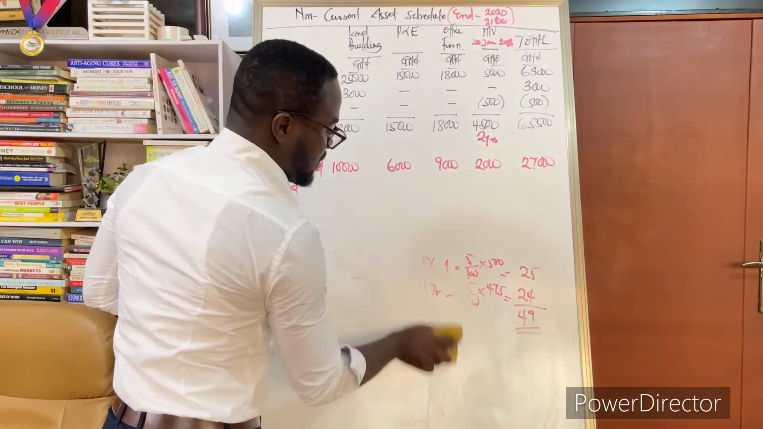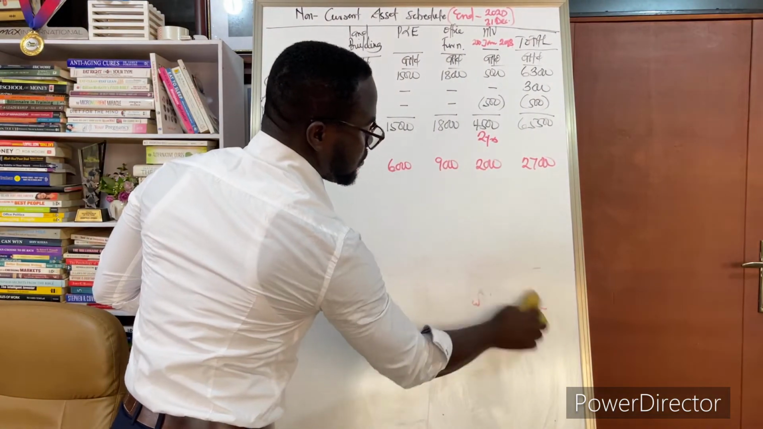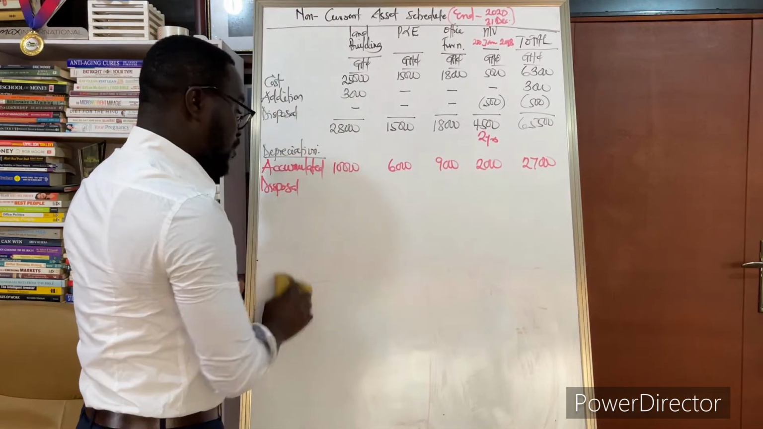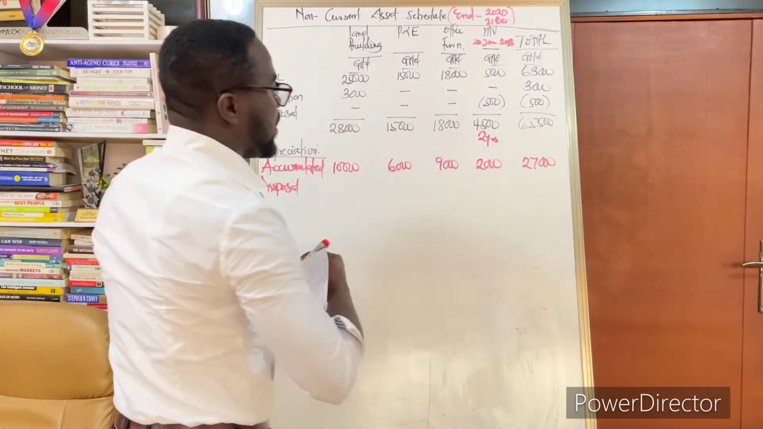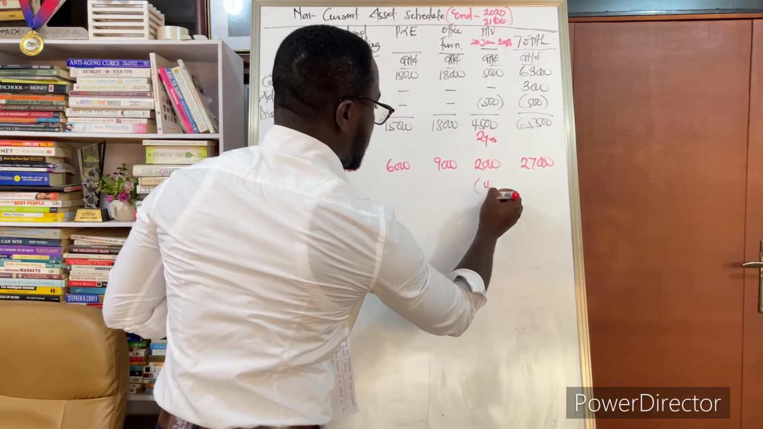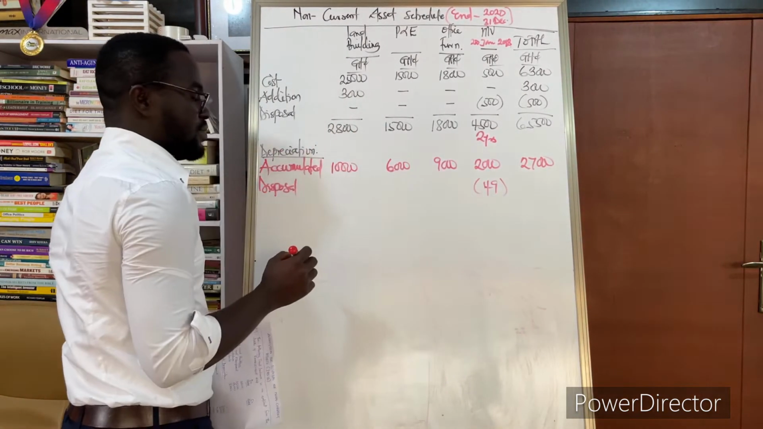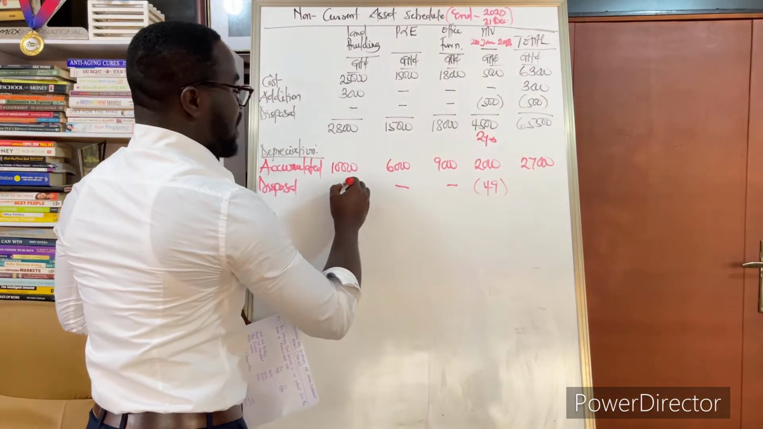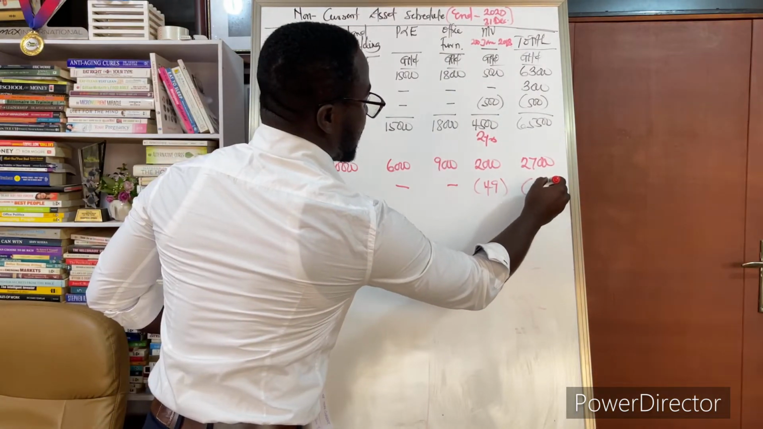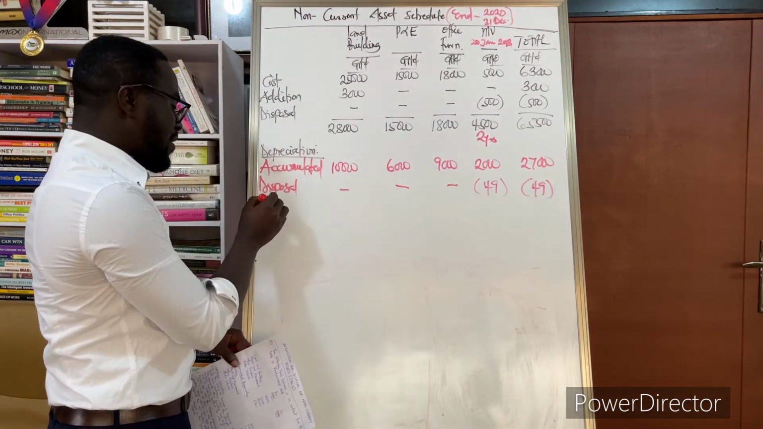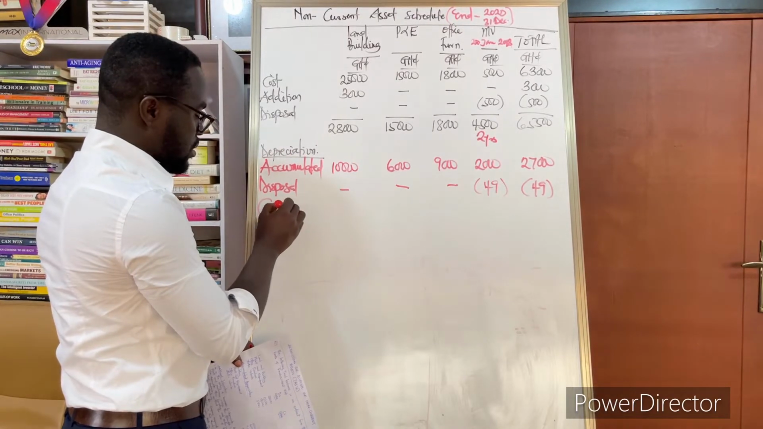So let me clean it. I want it to be 49. So we bring the 49. Suppose our motor vehicle, 49. No disposal for the rest of the assets. So here it comes, 49. Then you come to current year depreciation.